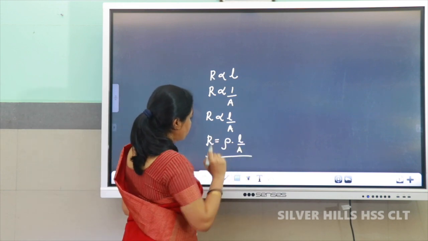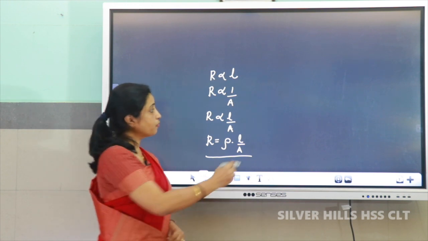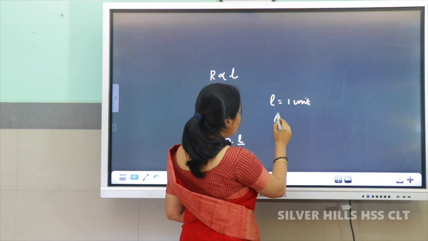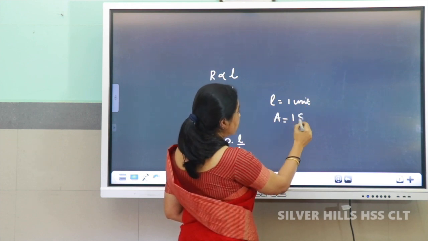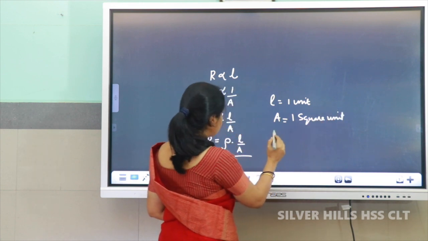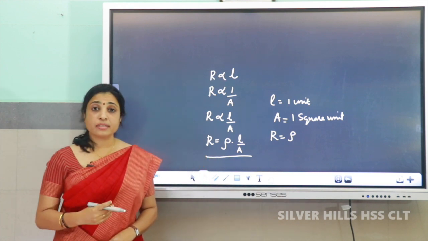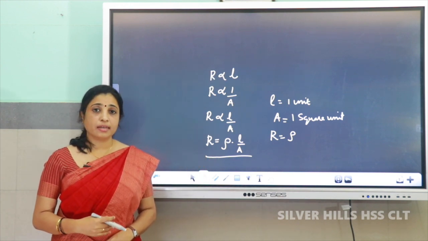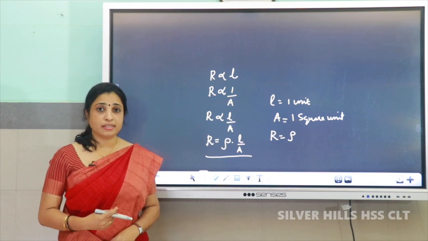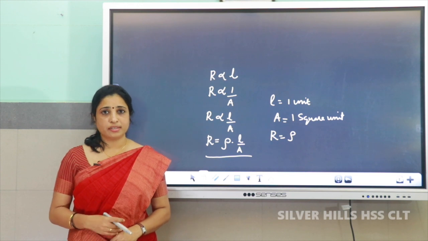From this equation, R is equal to rho into L by A. If L is equal to 1 unit and A is equal to 1 square unit, in that case we can say R is equal to rho. That is, resistivity of a conductor can be defined as the resistance of the conductor of that material having unit length and unit area of cross section.